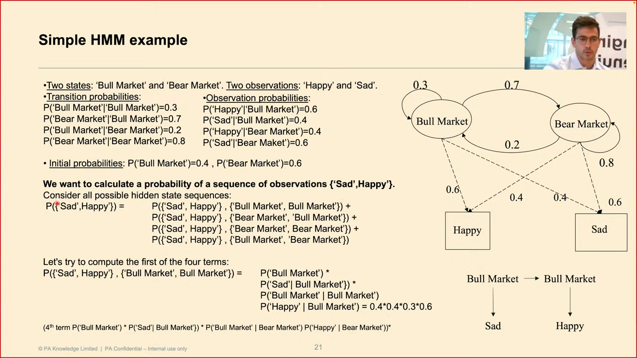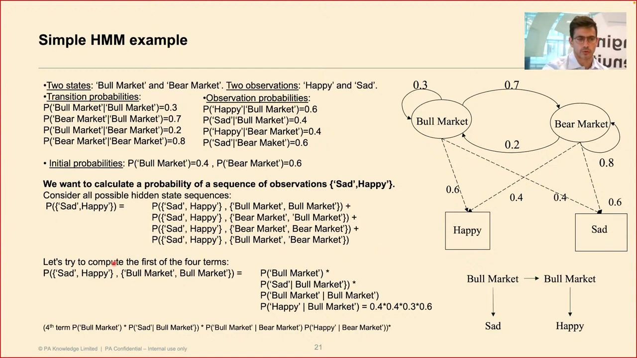In order to do that, we have to consider all possible hidden state sequences. So probability of sad and happy, we can take that with probability of sad and happy given bull market and bull market. Probability of sad and happy with bear market and bull market. Probability of sad and happy with bear market and bear market. And probability of sad and happy with bull market and bear market.